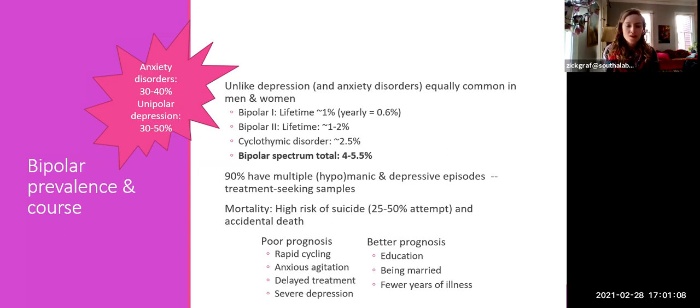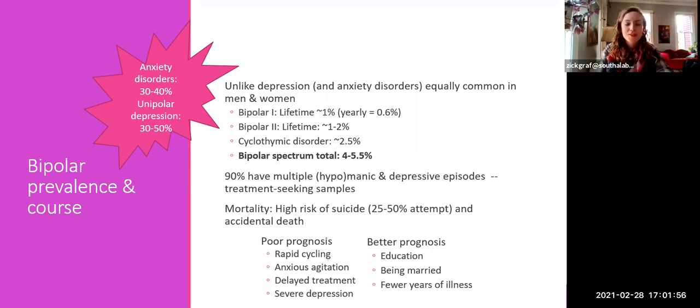Better prognostic indicators really relate more to social support and probably privilege. So the more educated you are, the more social support you have, and one measure of that is whether you're married, and the shorter your duration of illness was before you sought treatment. Those all indicate a less severe, more treatment responsive course.